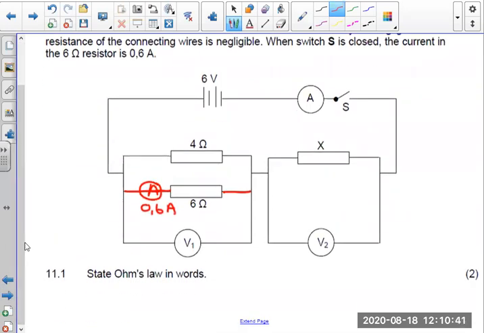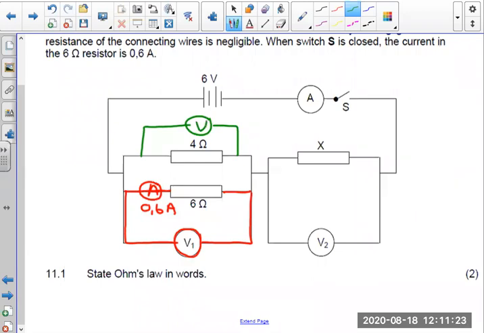So they want us, we have the current passing through the 6 ohm resistor, but we don't know the current passing through the 4 ohm resistor, which is going to be equal to the total current at the end. Okay. Now, when we look at this one, we have to remember that when we work out this voltmeter reading, it is connected over the 6 ohm resistor and the 0.6 amps. It actually is, and that's what I need to remember, will have the same reading as a voltmeter connecting over the 4 ohm resistor. Can you see that?